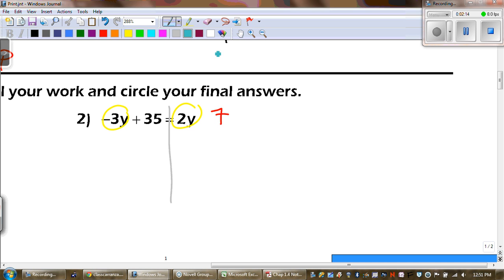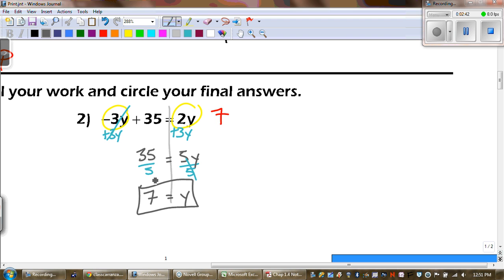Which one's smaller? The negative 3 is. So I'm going to add 3, do the opposite to both sides. And we're left with 35 equals 5y. Okay, and now I'm going to divide both sides by 5. And I get 7 equals y. And that's my final answer.